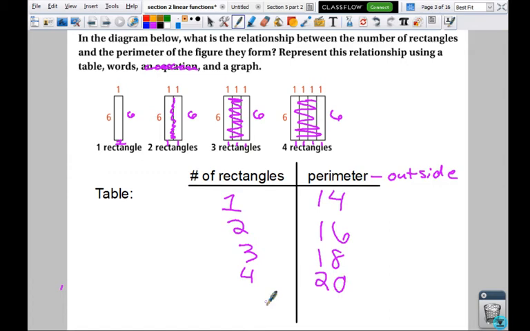So we have made a table. We compared the number of rectangles to the perimeter. This question asked us to do 3 things. We just did the first one, the table, which is probably the longest one. So after you do the table, it gets a little easier. So we're going to use words next.